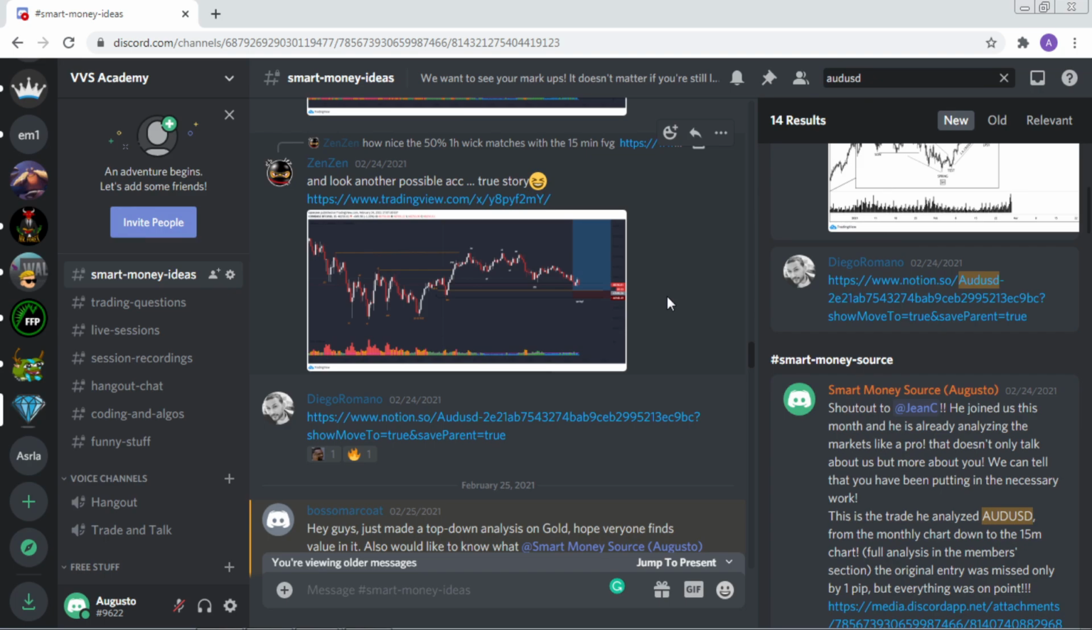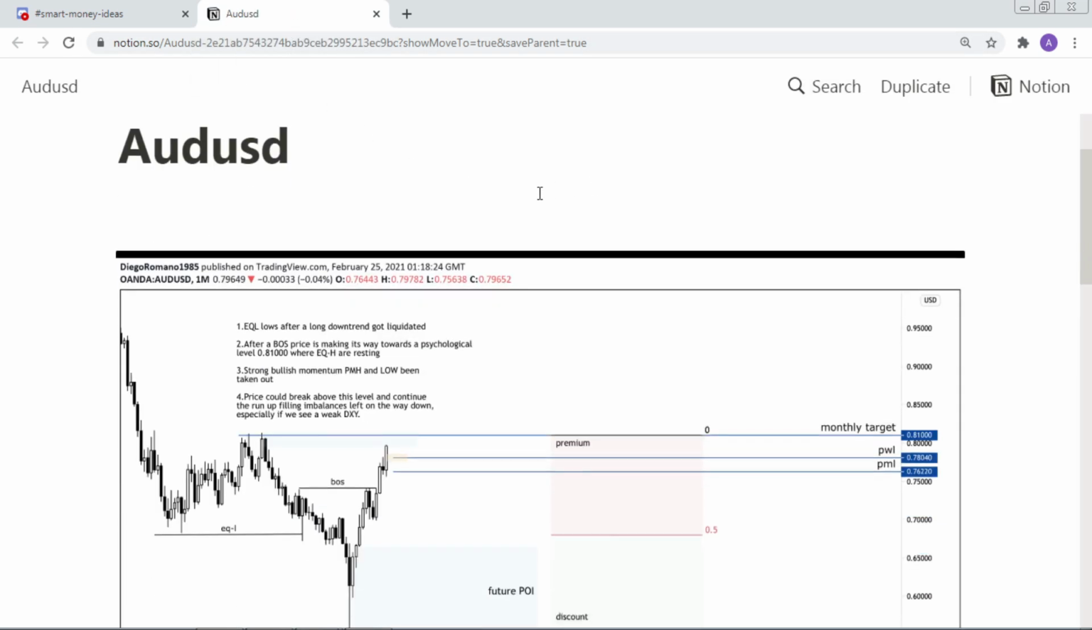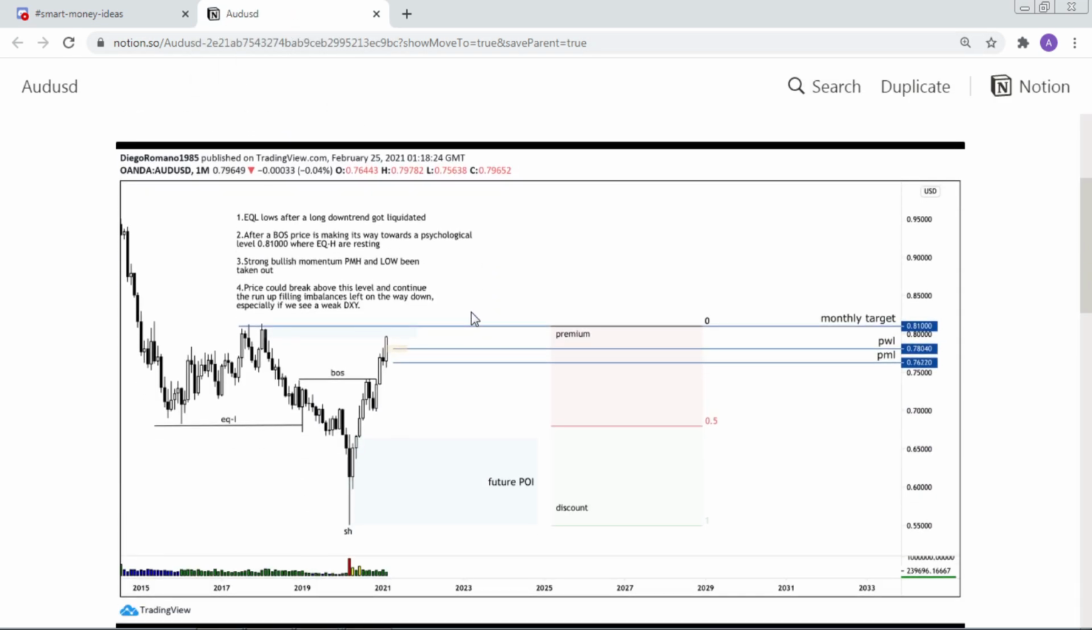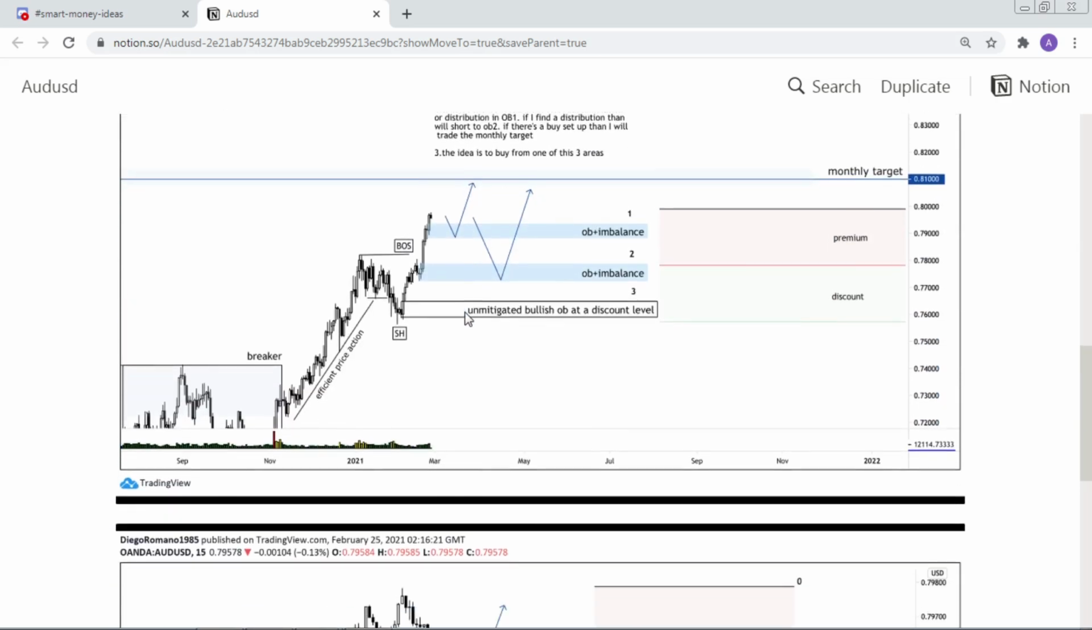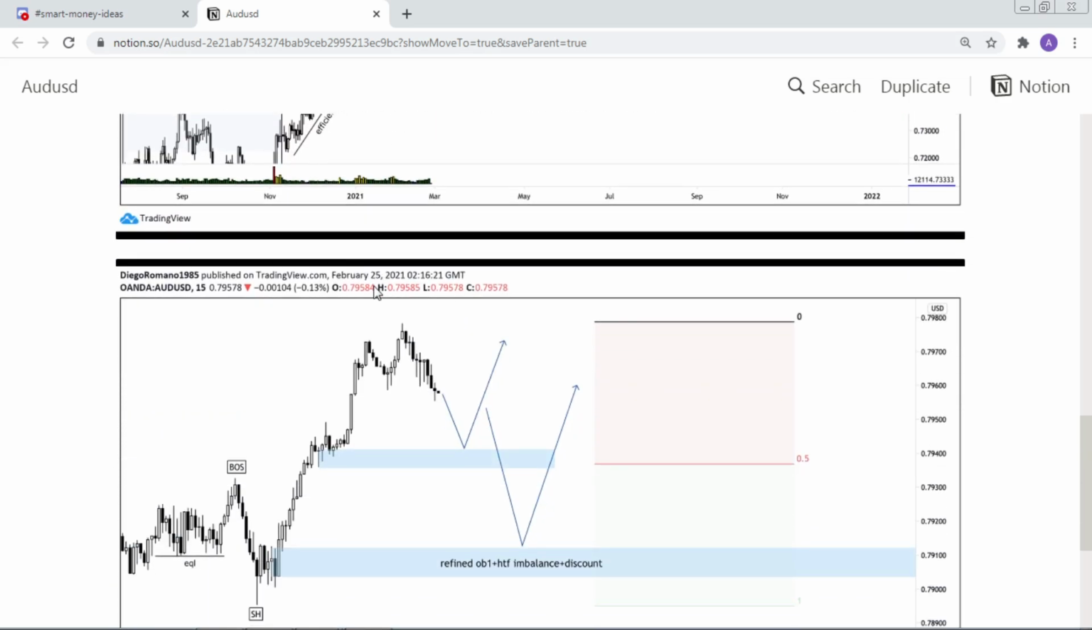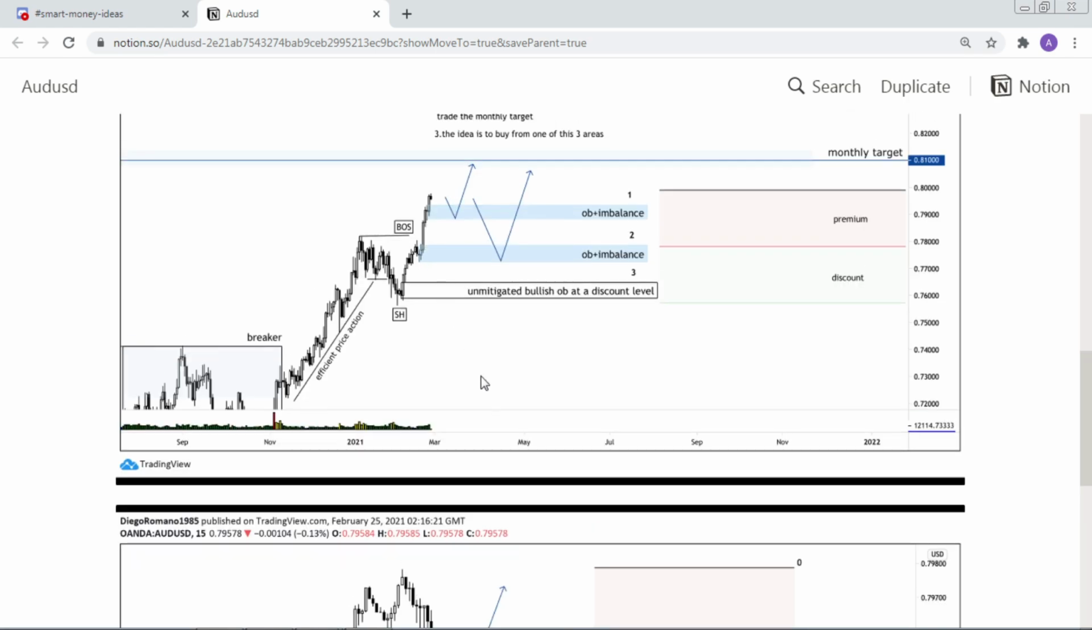Now we are with Diego, another great student on BBS. He recently took a few trades, a short on Euro USD following our bias for the week, as we spoke earlier, and another great long on Aussie against the dollar that you're going to see here on the public chat on Smart Money Source. He published a top-down analysis on Aussie that played out beautifully, and now he's going to explain how he got to this idea and took a trade on lower timeframes.